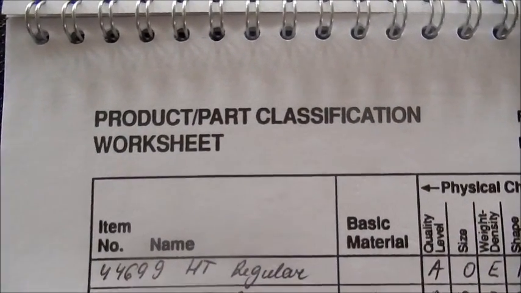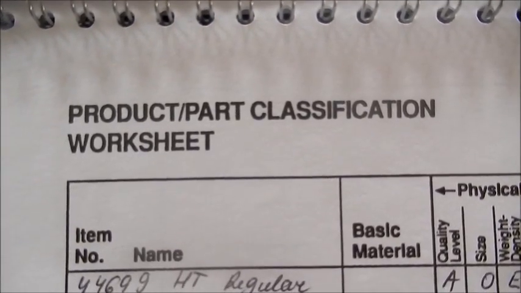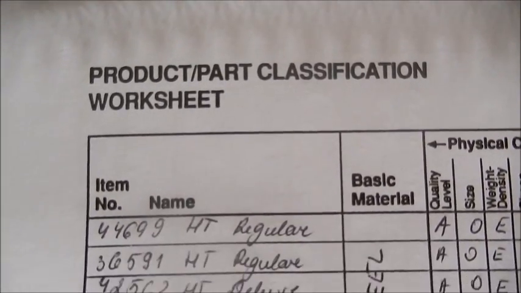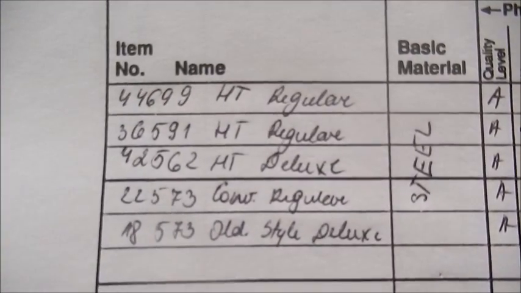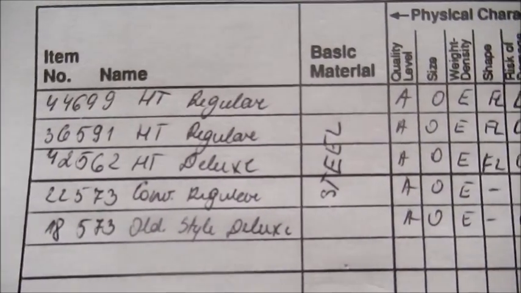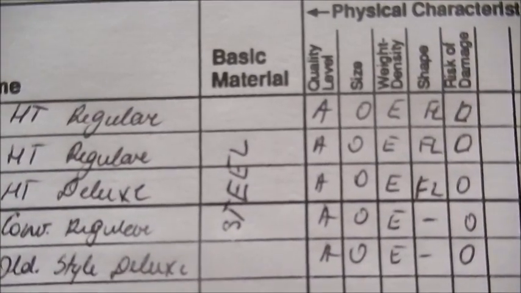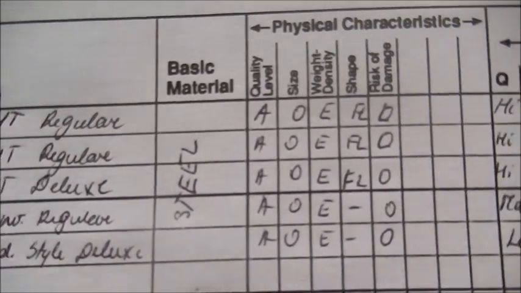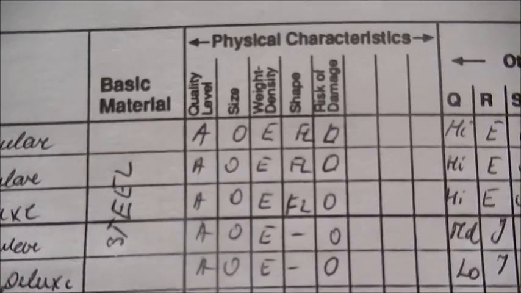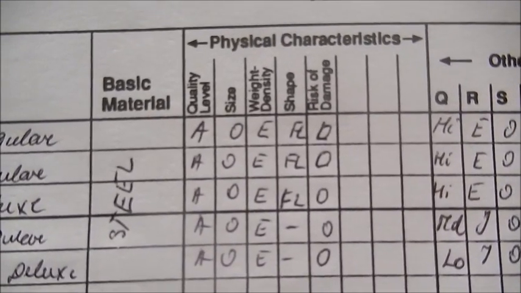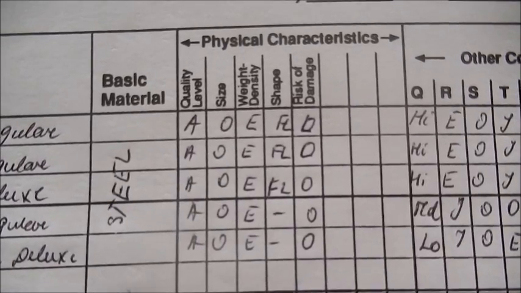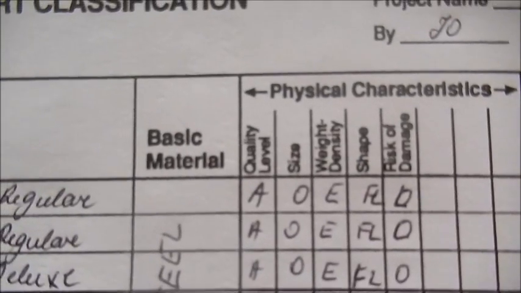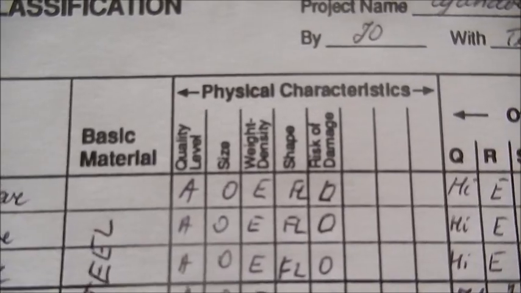Now we have to classify the parts which are produced. This is done in the product part classification worksheet. In the first column is written the name of the product or part, which you can see here. Then the basis material, for example here steel, and the physical characteristics have to be documented. Here, for example, the quality level for the first part has an A, which is for abnormally great. The size is an O for ordinary.